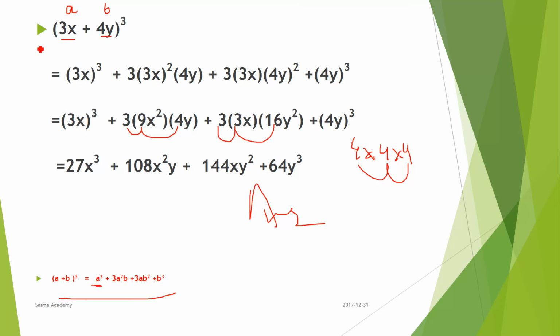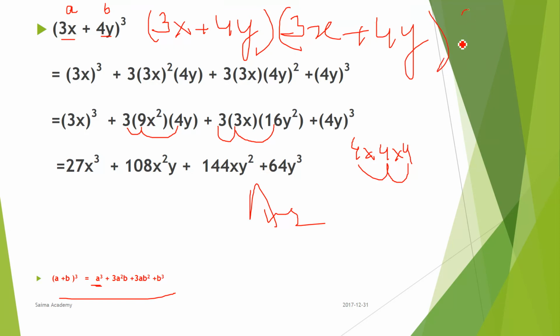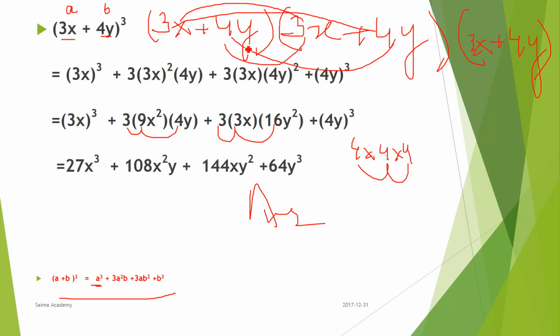If you want to see another way, this is 3x plus 4y, you have to write down 3x plus 4y three times: 3x plus 4y, and then 3x plus 4y. Then you have to multiply first with these, and whatever the answer, then you have to multiply with this parenthesis, but at the end you will see the same answer. So in order to solve the cube of 3x plus 4y, or anything whatever is here in a whole cube, always use this formula, always, right?